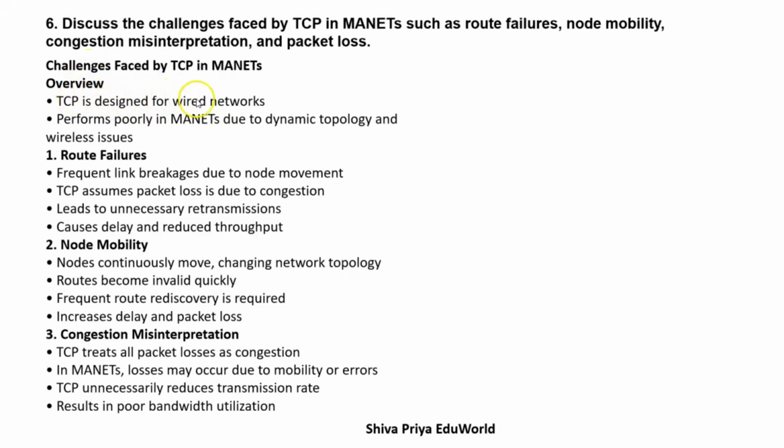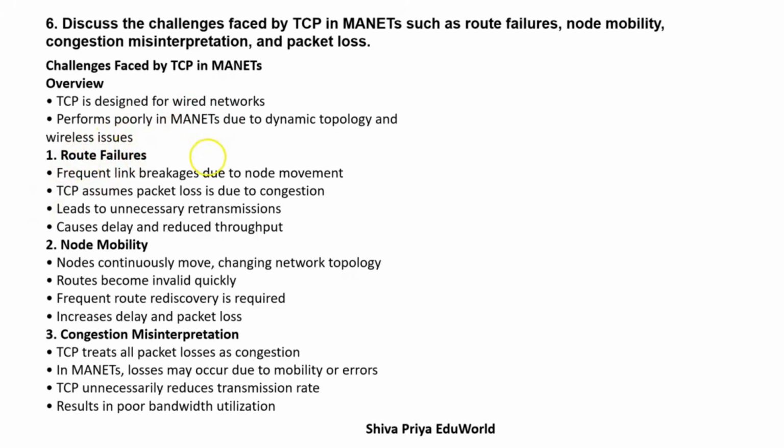TCP is designed for wired networks. Everyone knows that this is a wired network, and it performs poorly in MANETs due to dynamic topology and wireless issues. It has issues in wireless because it deals with MANETs, that is, mobile ad hoc networks. The root failures are what they have asked to explain.